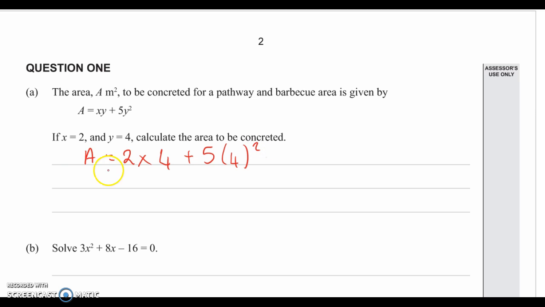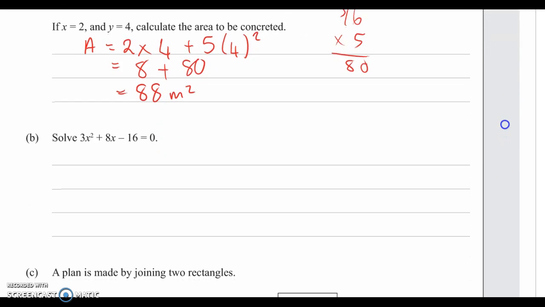So that's going to give me 8 plus 4 squared is 16 times 5, 6 5s, 31 plus a 5, 6, 7, 8. Now, it does tell me it's in meters squared, so I can put my units in there. Awesome. B, solve.